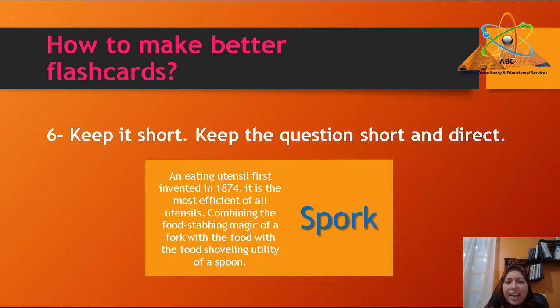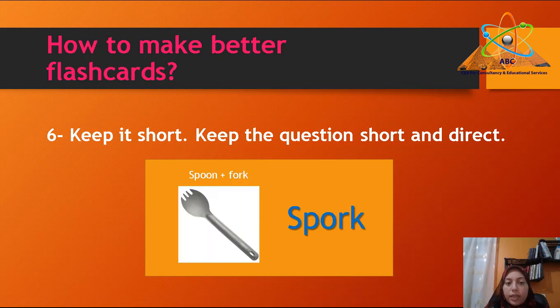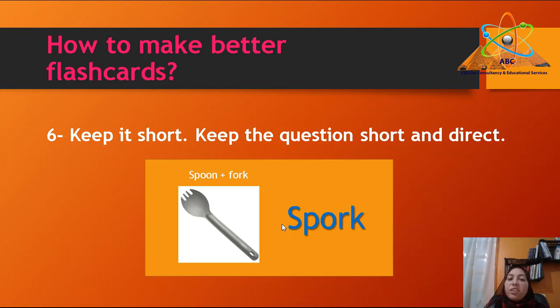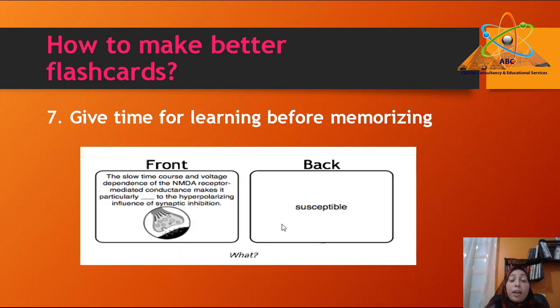I can't understand. So what is a spork? What is that spork that you are telling me about? You can make it simpler like this: the spork is a mix of a spoon plus a fork, and it is like this. So this is the spork. Is that better or this one? Of course, the second one is easier, shorter, direct, and simpler. So keep it simple.